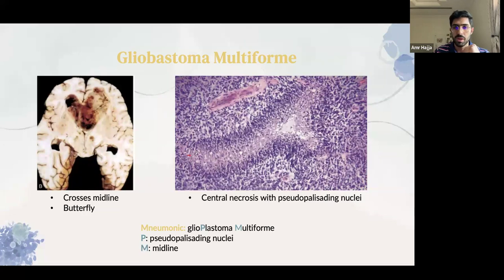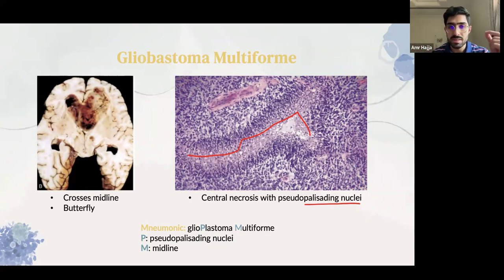Okay, so here we have the central necrosis over here. So this is central necrosis surrounded by pseudopalisading nuclei. What does it mean? What do palisading nuclei mean? Palisading means like lining, okay? Now here, why is it pseudo?